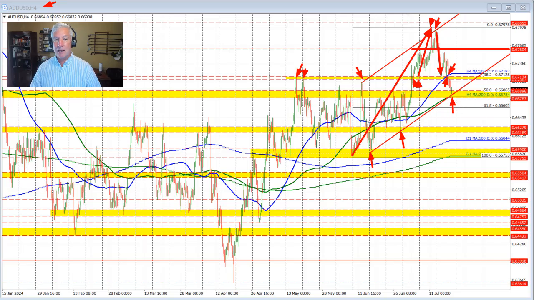So needless to say, there is a cluster of support right here that the market is now testing and trying to hold, and so far it has been able to hold that with the price just above the 50% retracement as I speak. So the question going forward is, are we going to be able to continue to hold this cluster of support, or are we going to break below that level?